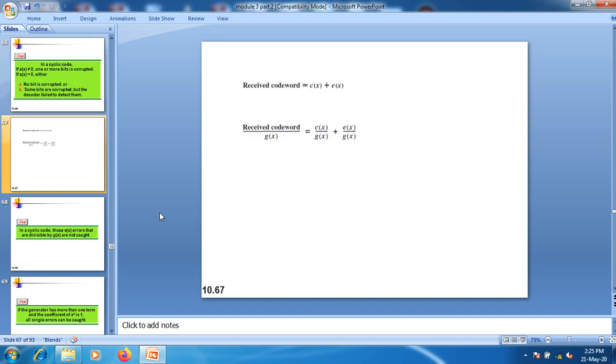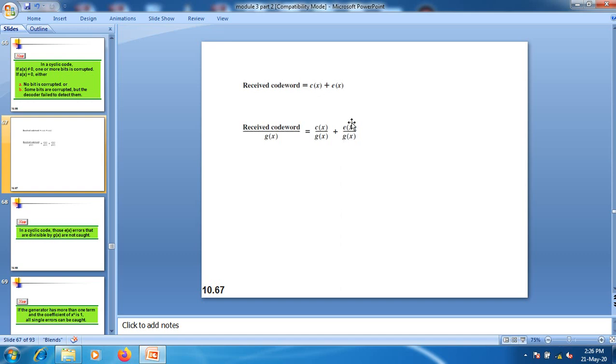If you look at this particular expression, the received code word consists of the code word plus the error information. Suppose the destination performs the division operation by using the generator polynomial. That is, c of x is divided by g of x, e of x is also divided by g of x here. By the definition, c of x divided by g of x should and must return a 0, and we are getting another term, e of x divided by g of x.